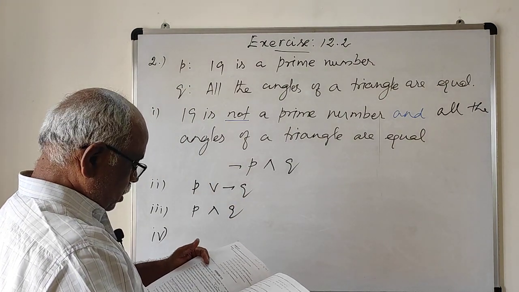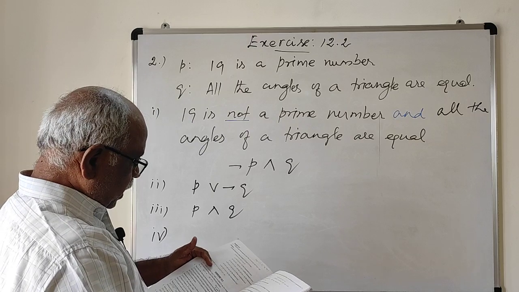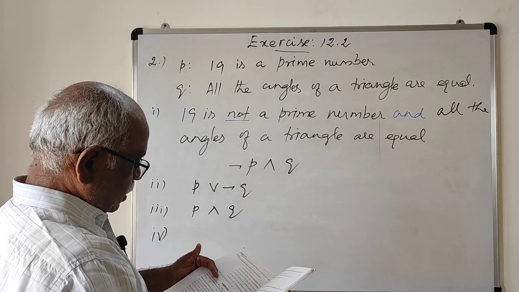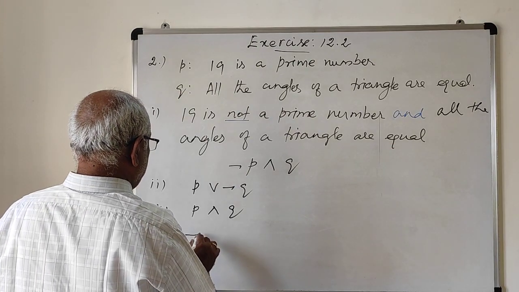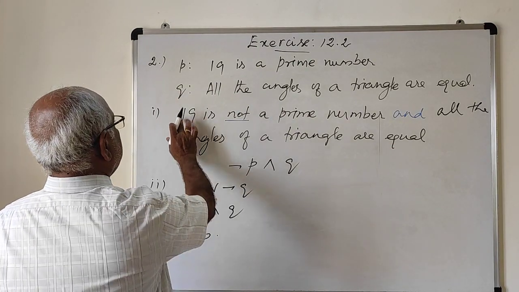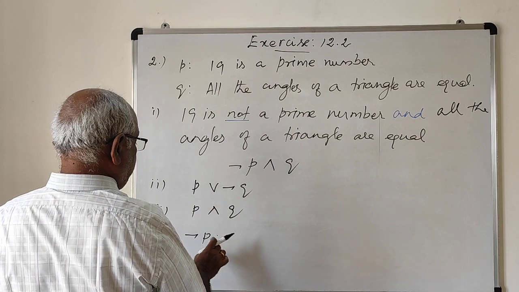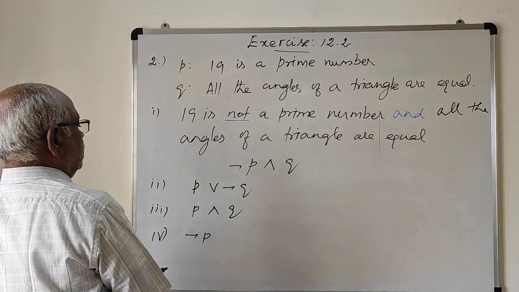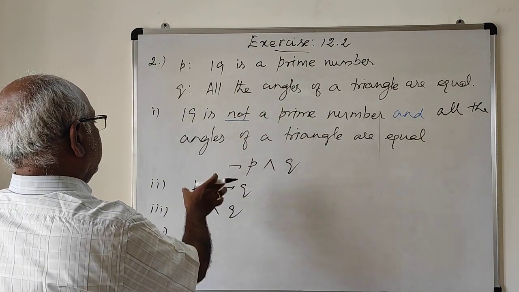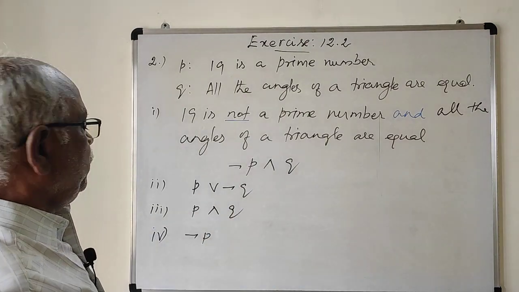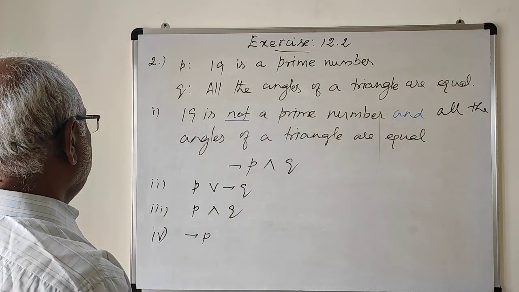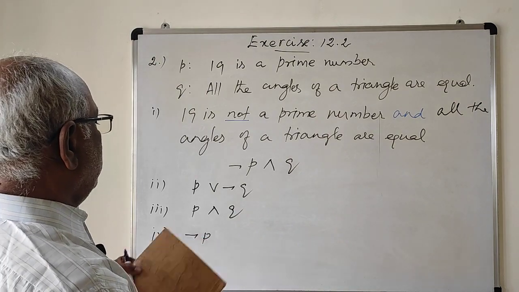Fourth one: 19 is not a prime number. 19 is not a prime number is negation P. So the statements in the exercise are replaced by the variables. This is the second problem. Next we will pass on to the third one.